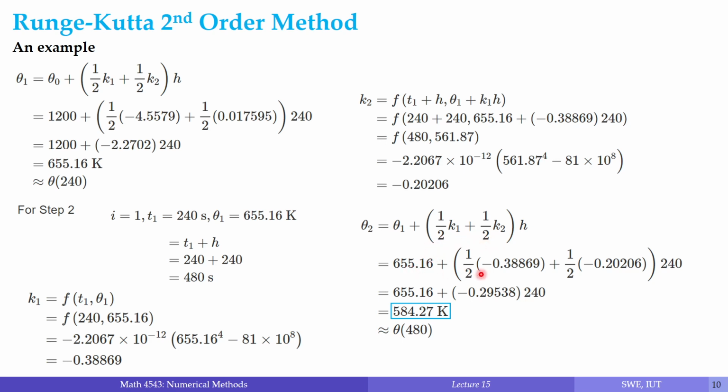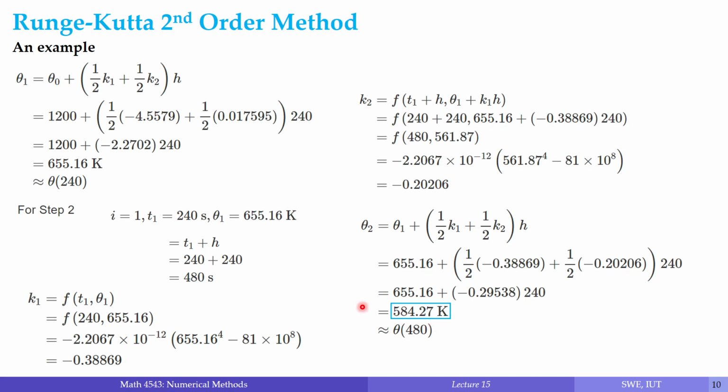So if you plug in the respective values into your calculator, theta 1 was what? We have already calculated theta 1 in our previous step, right? And if you plug these respective values into your calculator, you should get something like 587.27 kelvins. Okay, so we say that the approximation of the temperature at time t equals 480 seconds is something like 584.27 kelvins. Okay, so the temperature is of course gradually decreasing, right?